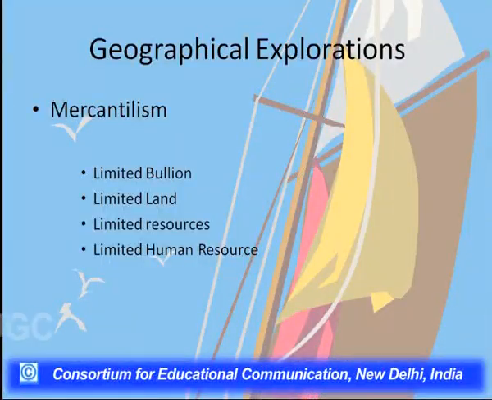So we witnessed that. This phase economically can also be explained in another manner, and I have tried to summarize that. The phase is also known as mercantilism. Mercantilism, where you have limited bullion, limited land, because America is not yet explored, Africa is not yet explored, limited resources and limited human resources. So these limitations were conditioning the exploitation of nature. As soon as these limitations are overcome, you realize a new kind of intensification of conflicts.